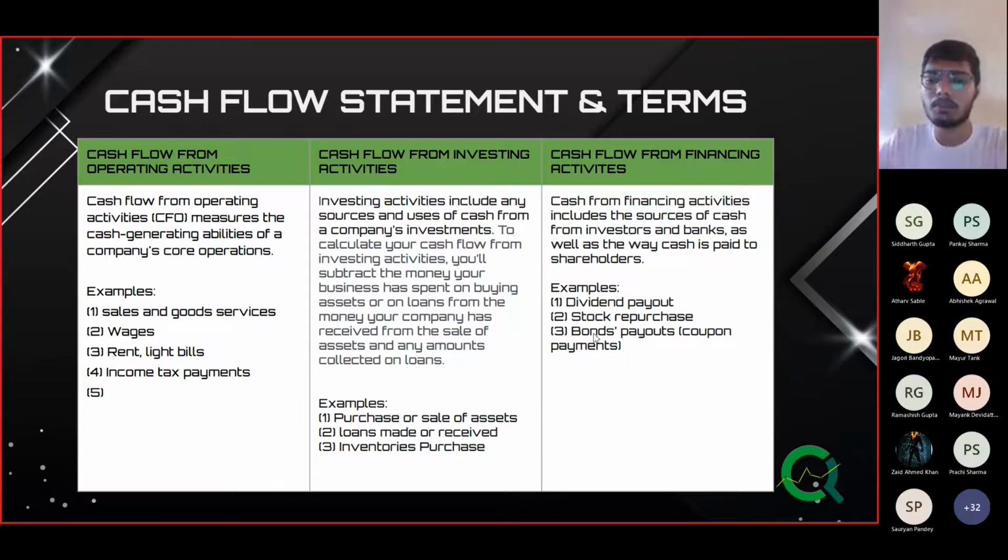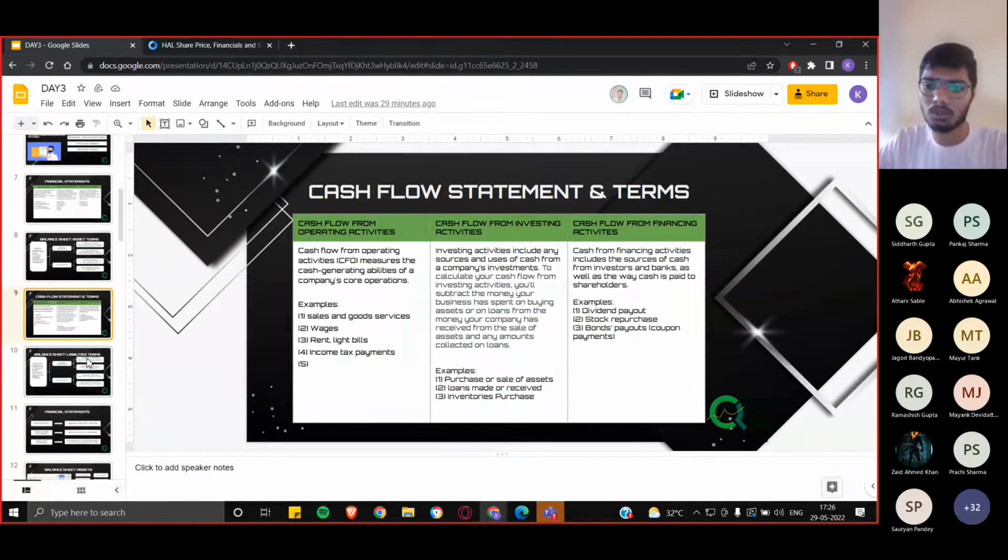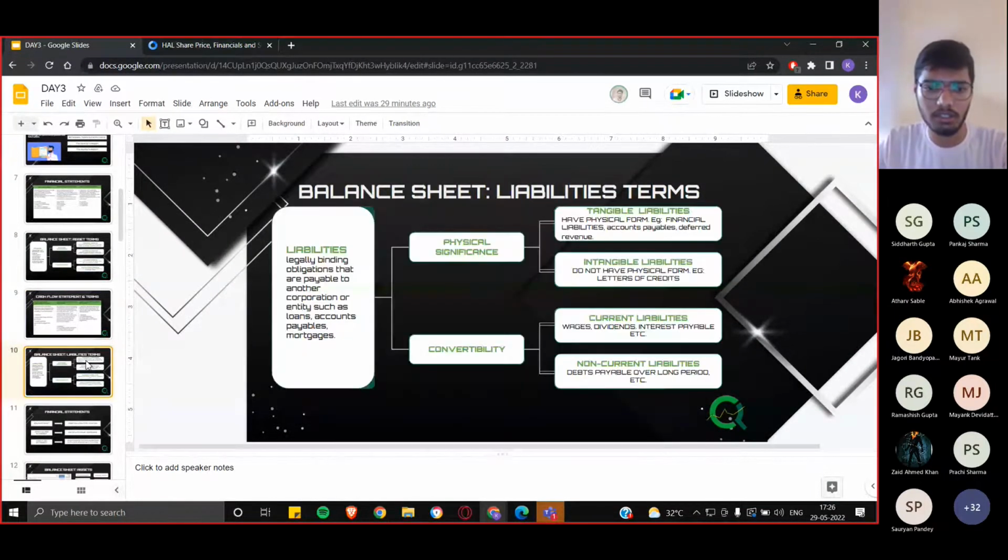Then bond payouts. As a company makes its stocks public, at the same time they also release some bonds. Suppose they are taking some bonds, so they have to pay the coupon payments and principal amount to the bond investor. Basically, it's a bond. I guess we have not covered bonds in any other workshop, so you can skip that part right now. That's fine.